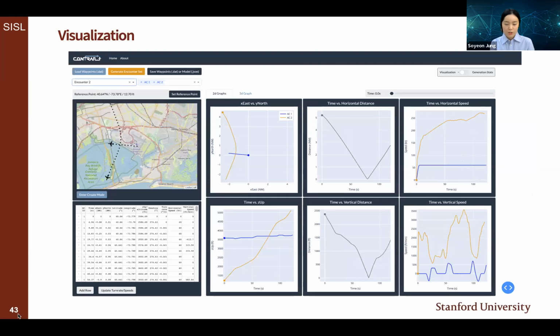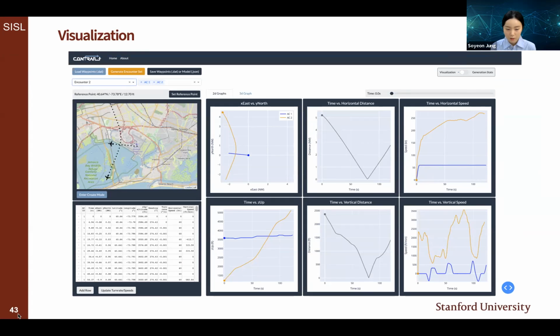This is a snapshot of CONTRAIL running on a web browser. Once a waypoint file is loaded, we can select a single encounter ID and multiple aircraft IDs from the drop-down menus. Then the selected trajectories are visualized in multiple aspects.